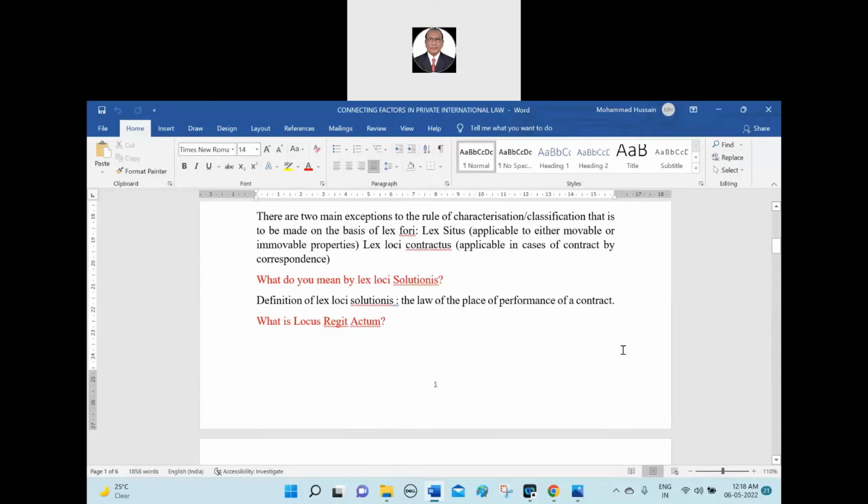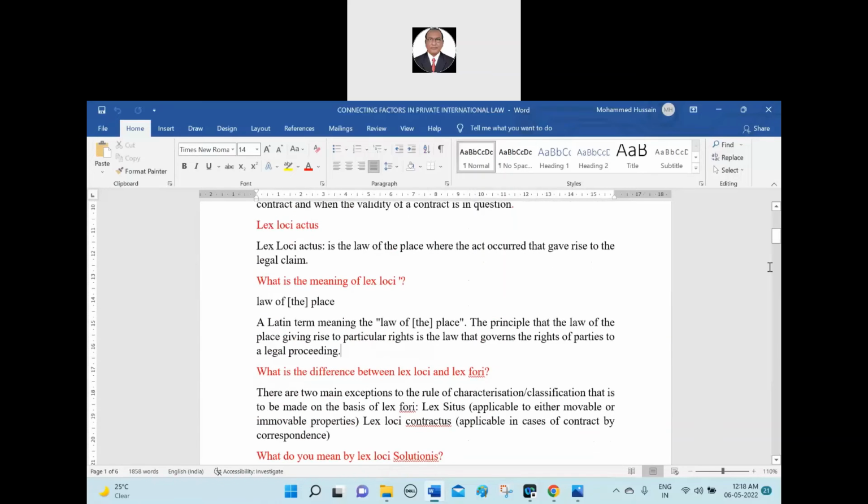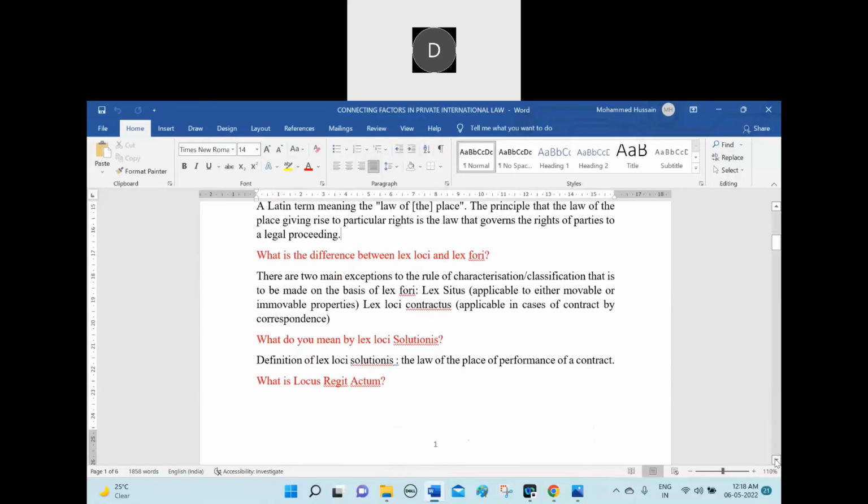So what do you mean by lex loci solutionis? I will hide it so that you cannot see it. Yes. What do you mean by lex loci solutionis? The law of the place where the contract was performed. Yes, the law of the place of performance. Yeah, that is the same thing. The law of the place of performance of a contract, we can say lex loci solutionis. Then in marriage, what is the connecting factor? Matrimonial. Lex loci celebrationis. I appreciate.